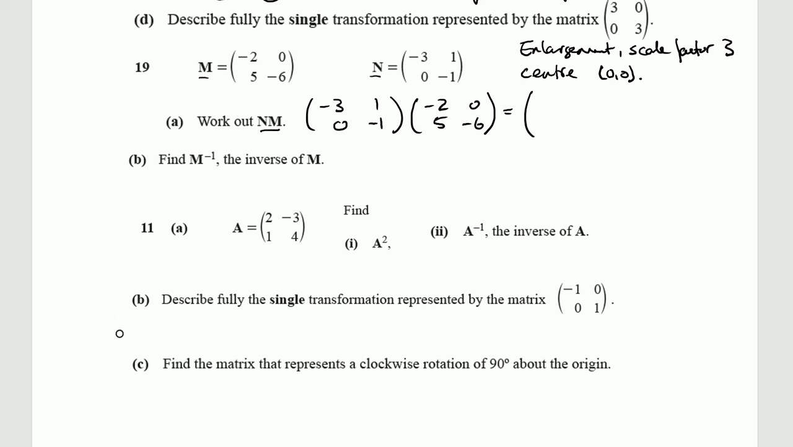Minus 3 times minus 2 is 6, and then add 1 times 5, that makes 11 in my first position. Minus 3 times 0 goes away, 1 times minus 6 is minus 6 in my second position. 0 times minus 2 is 0, and minus 1 times 5 is minus 5 down here, and then finally 0 times 0 is 0, and minus 1 times minus 6 is 6. You want to be able to do this quickly and efficiently.